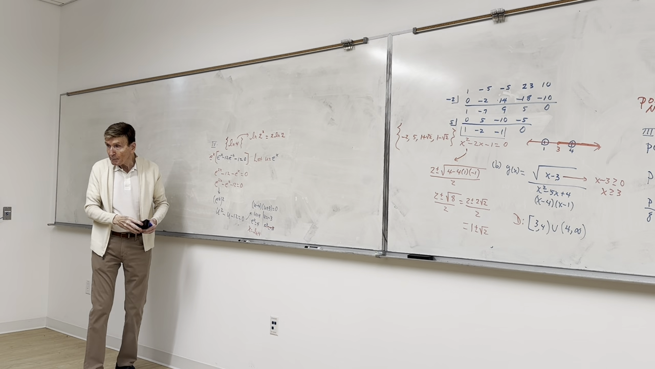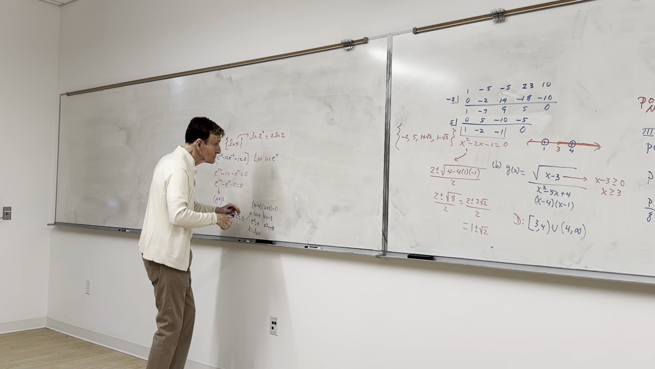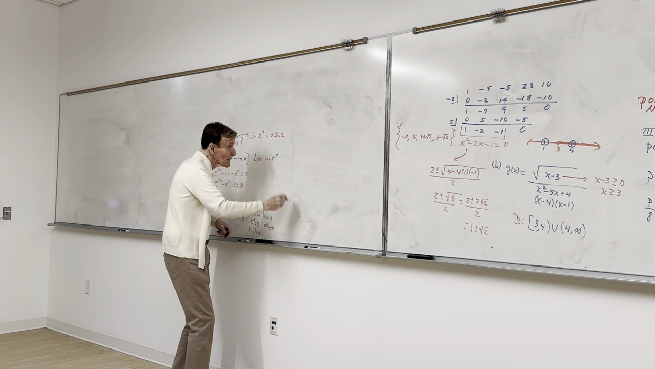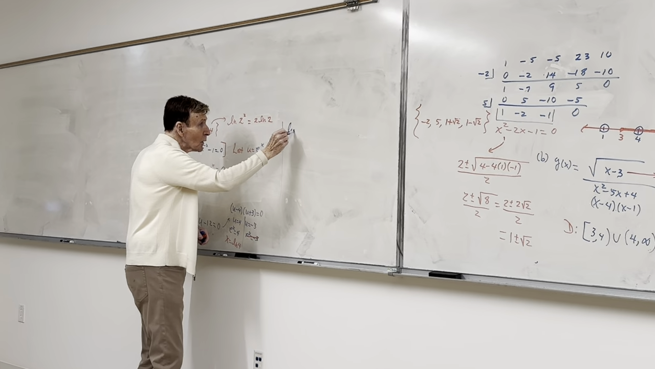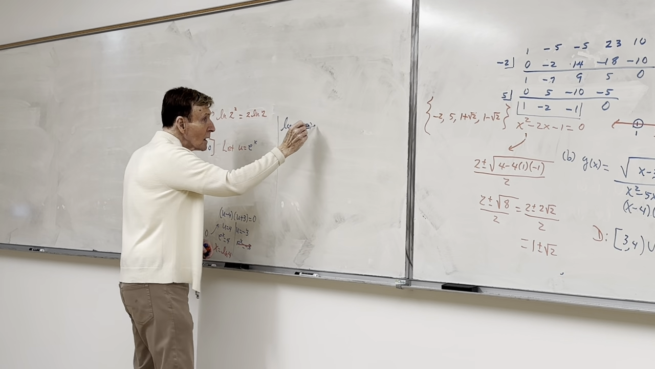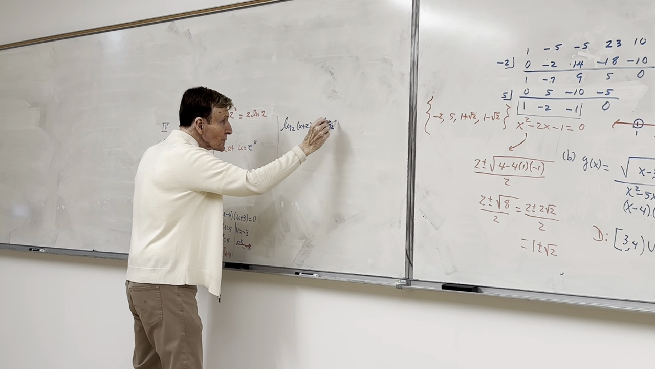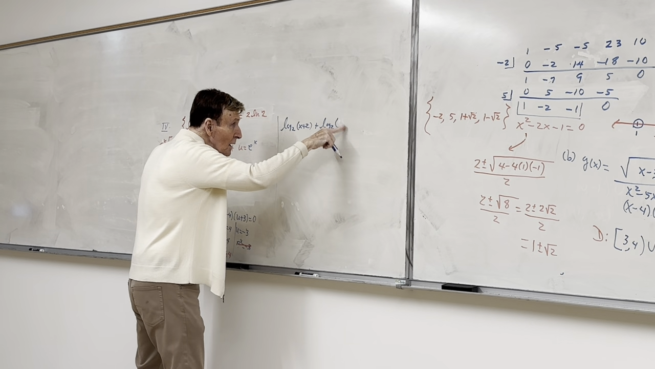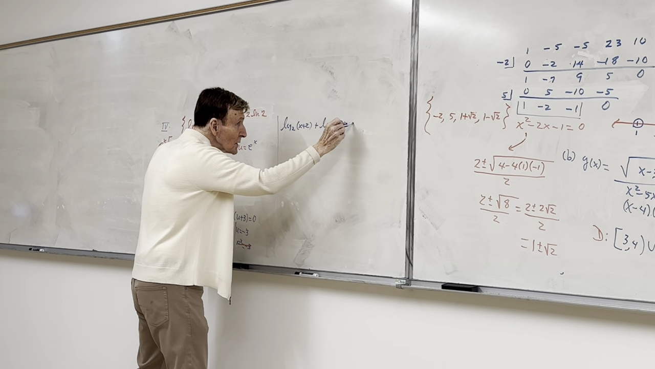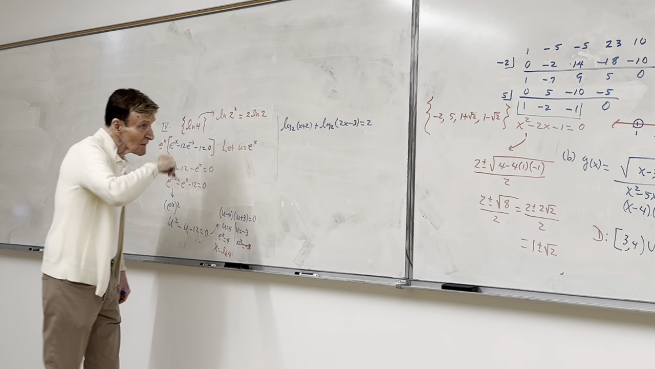Nelson, you got your paper there with you? What's the second equation? Log base 2 of x plus 2, plus log base 2 of 2x minus 3, equals 2.